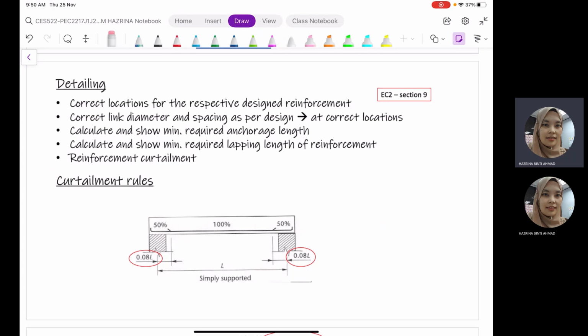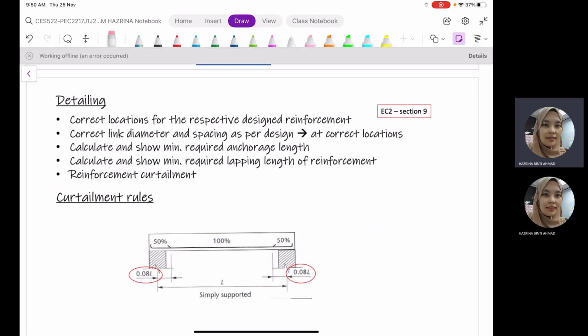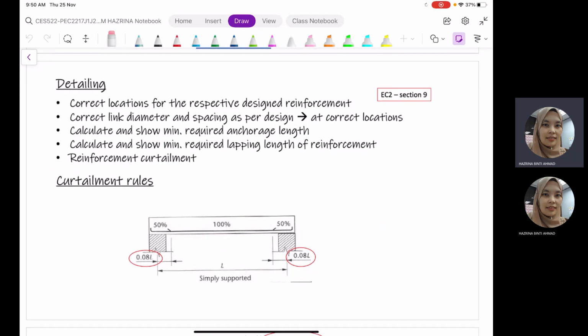Then we also have to calculate and show the minimum required anchorage length. Calculate and show the minimum required lapping length of reinforcement, and also reinforcement curtailment. When we talk about curtailment, basically we will be cutting the reinforcement in our beam in order to avoid any congestion of the reinforcement, especially at the supports.